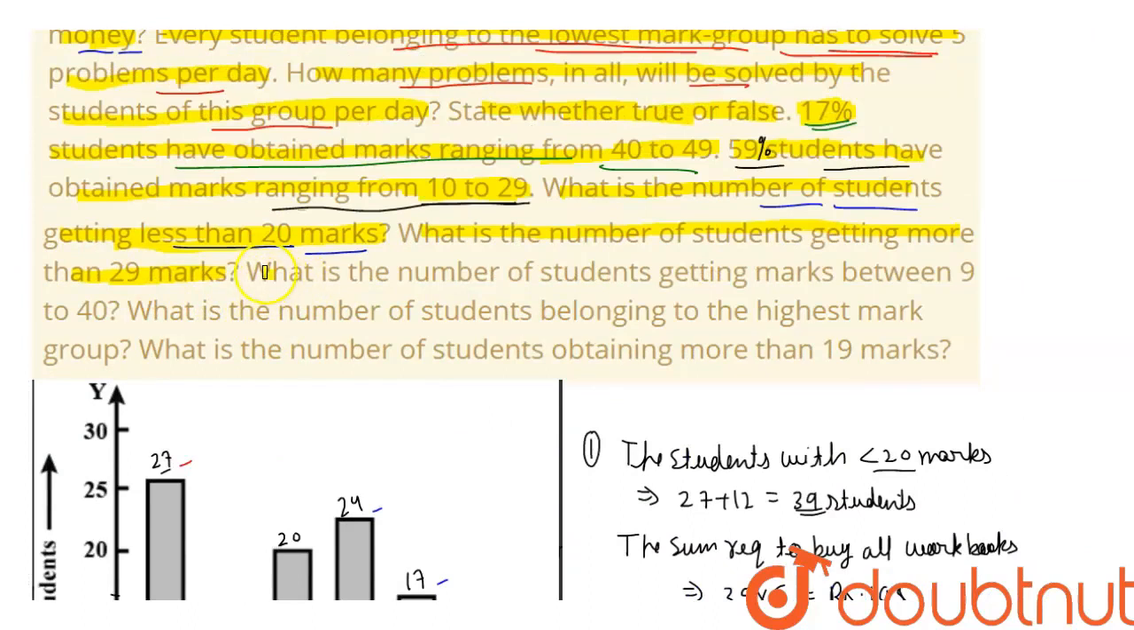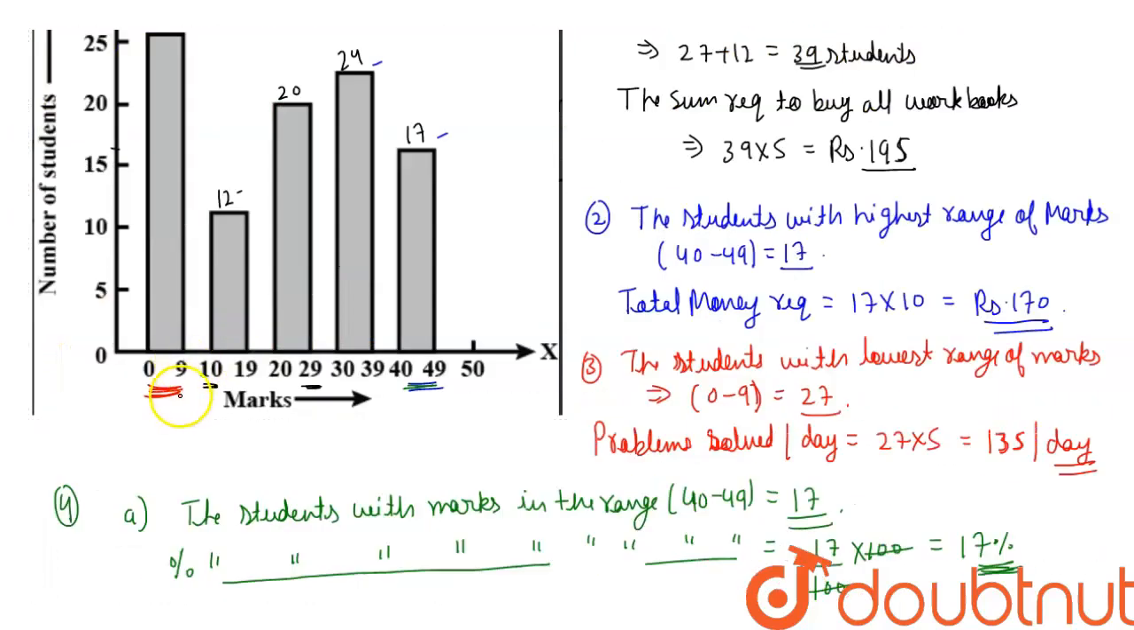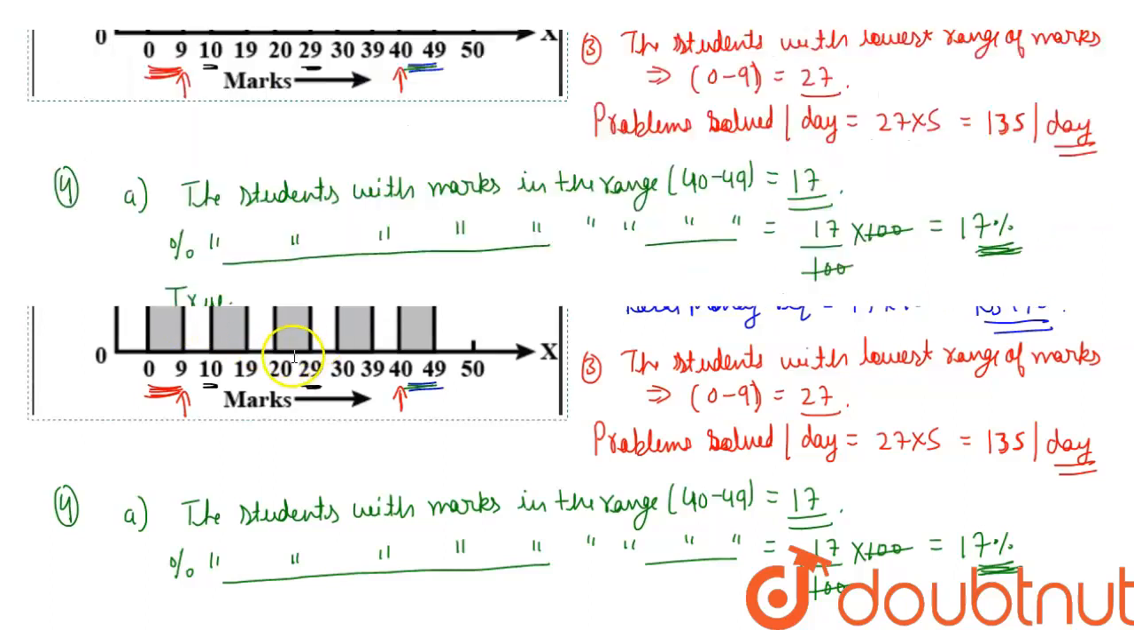Now after this we have: what is the number of students getting marks between 9 to 40? So now we need to focus on the students who are getting marks between 9 to 40, that is from this point to this point. So here we have 12 plus 20 plus 24. These are the students who are getting marks in this range from 9 to 40.